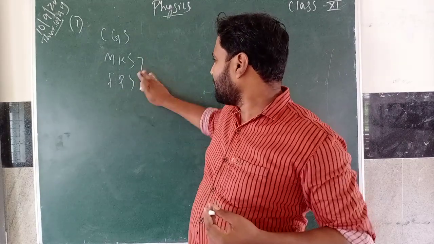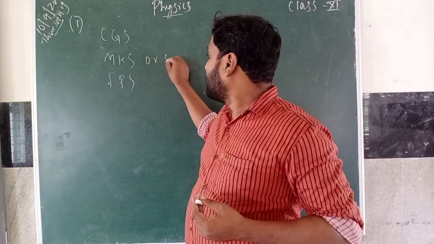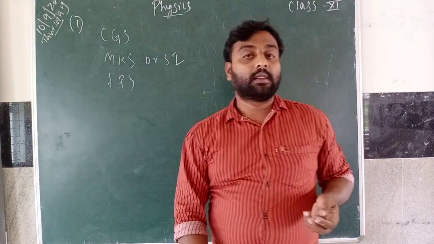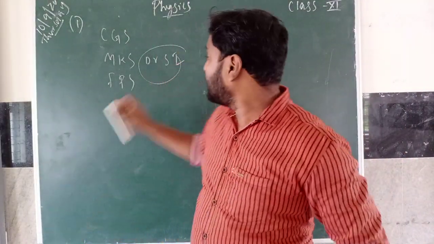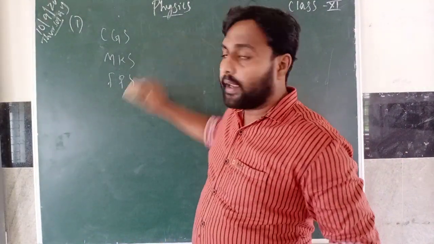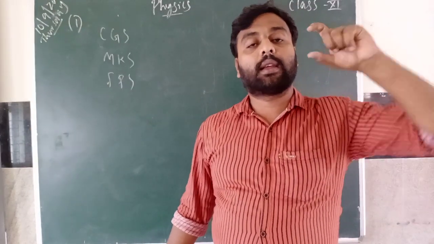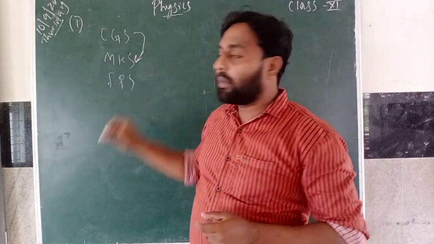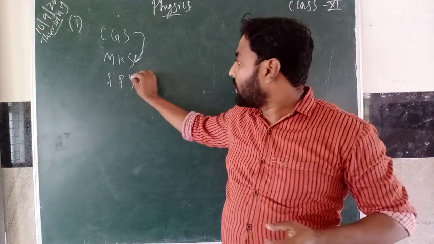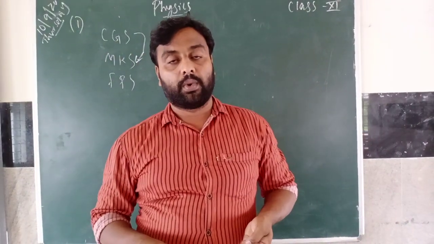So these are the set of units we have learned already. In this set of units, you can convert CGS to MKS, or you can convert one set of unit to another set of unit.